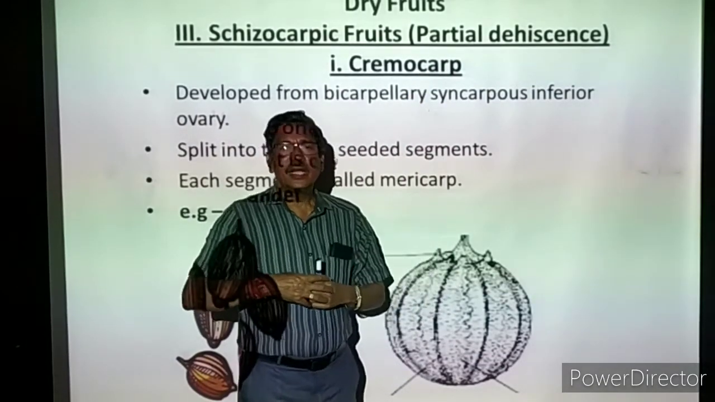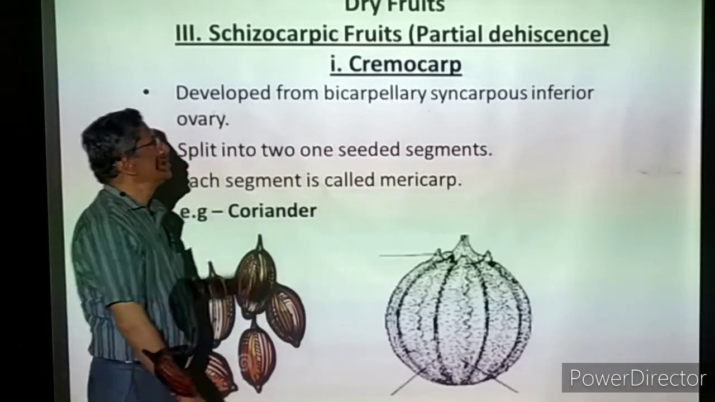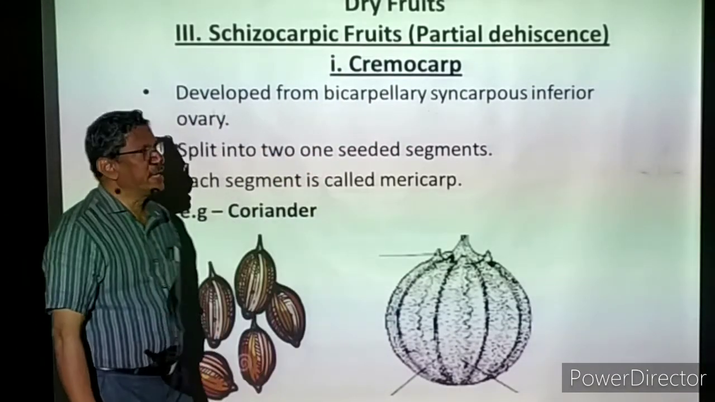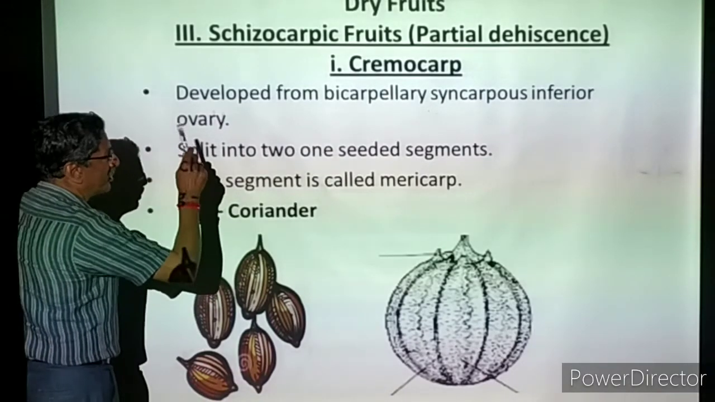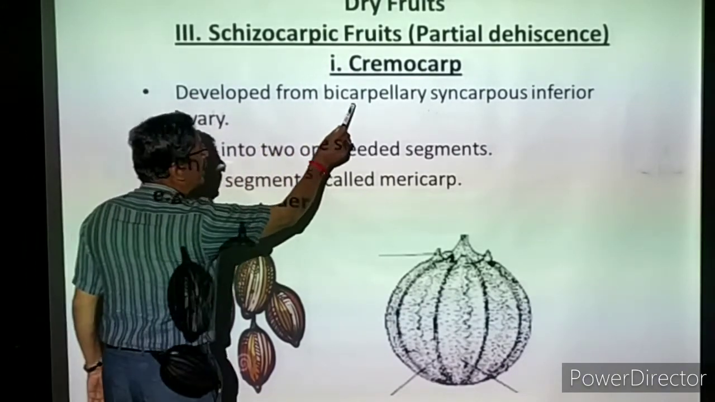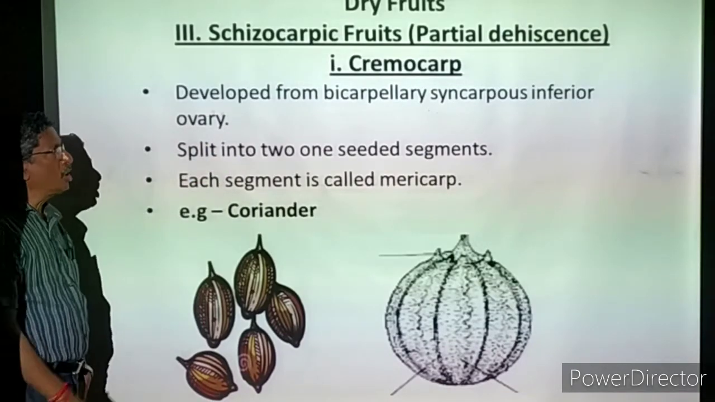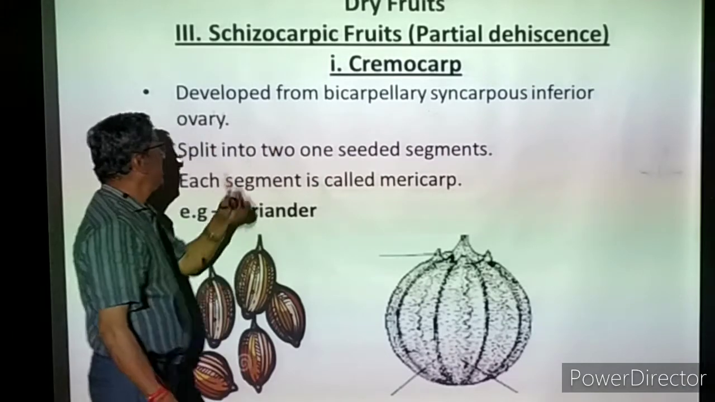So the dehiscence is not sufficient. So all the seeds are not coming out. That is called... So in that, the first one is cremocarp. Now in the cremocarp, what characters do we have to see? This cremocarp is developed from a bicarpellary, syncarpous, inferior ovary. Two carpels are there in the ovary, syncarpous, they are fused, and an inferior ovary.